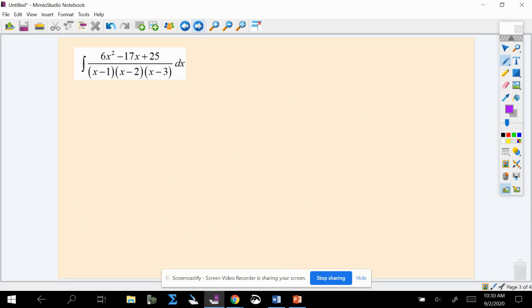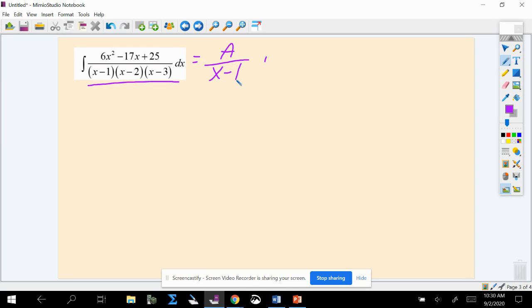Here's one that's about as bad as you can get as far as the length of problem. I haven't seen a lot on the AP test that take it to this extreme, but if you see it, I want to make sure you can do it. The nice thing about this one is it's been pre-factored. It's already done. I don't know if pre-factor is a word, but you get the idea. But you have 3 of them.